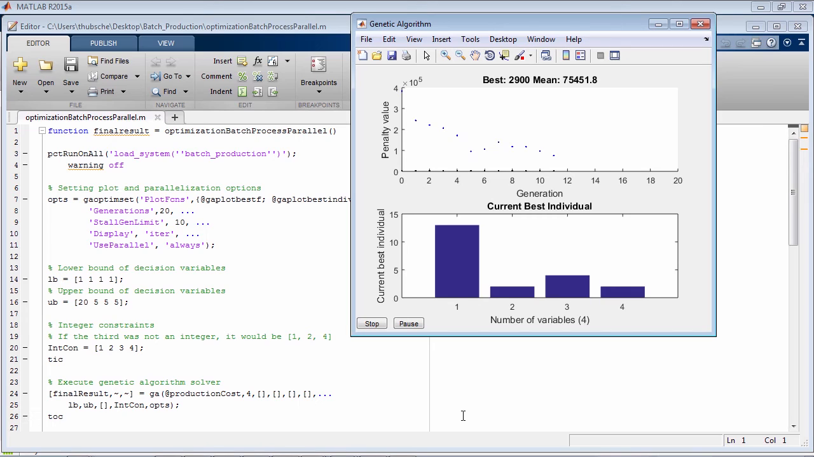We use two plots from the genetic algorithm. The top shows you a plot of the penalty values, as well as shows you the best penalty value it has found and the mean value. The second plot shows you the current best values for the different resources. In our case, the first value is the optimal number of batch reactors, the second is the number of water tanks, the third is the number of heaters, and the fourth number is the optimal number of drains to use.